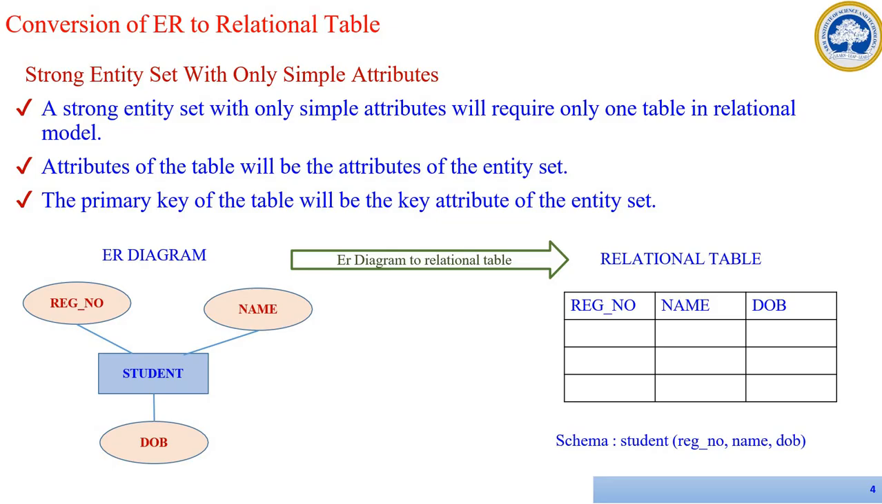So every entity can be converted into a relational table, which can be represented as a weak entity set with simple attributes. A strong entity set with simple attributes will require only one table in the relational model, which represents a strong entity. The attributes of the table will be the attributes of the entity set. The primary key of the table will be the key attribute of the whole entity set here.